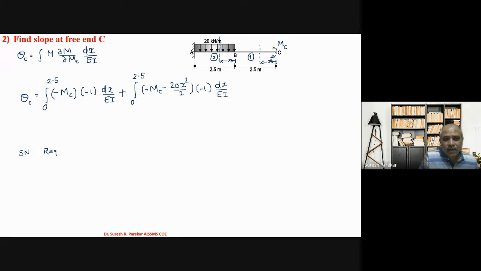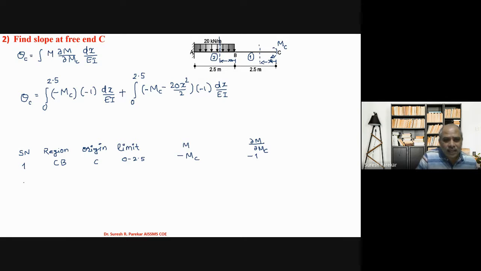Serial number, we have region, origin. Now as we have EI constant, we need not write EI over here, though you can write it if you want. Then we have M, and then we have dM by dMC. And then we will write one by one. Serial number 1, region we have CB, origin we have C, limit is 0 to 2.5, M is minus MC, and dM by dMC is minus 1.